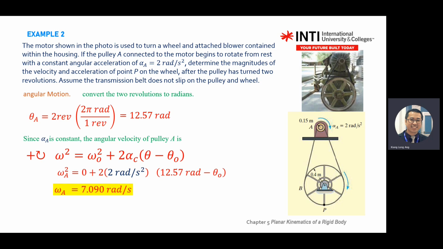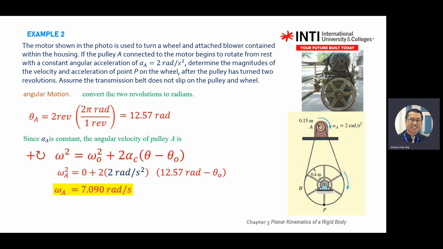Then, because of the constant angular acceleration of A, you can pick one of the equations on the whiteboard here, either one, to find the missing information. In this case, you want to find the omega A, the speed of pulley A, the angular velocity. So here we use omega squared. You can use others, but in this example, we use omega squared equal to omega 0 squared plus 2 alpha times the change of angle.